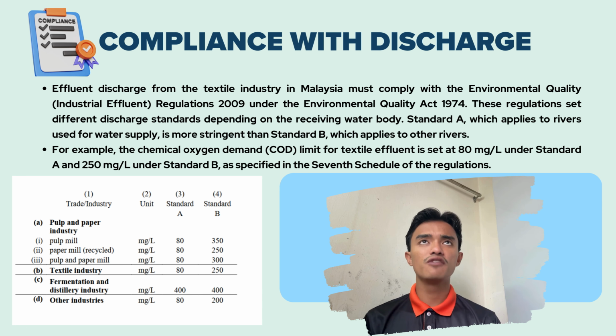To reduce the environmental harm, the law sets maximum allowable COD levels, which is 80 mg per liter for Standard A and 250 mg per liter for Standard B, as outlined in the Seventh Schedule. Complying with these limits is crucial to ensure that industrial effluents do not degrade water quality or harm aquatic life.